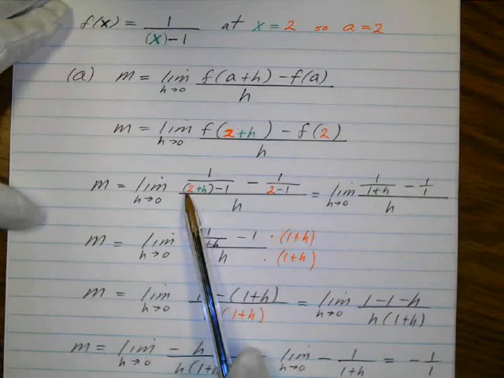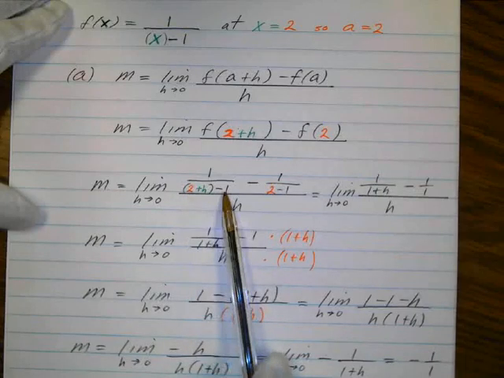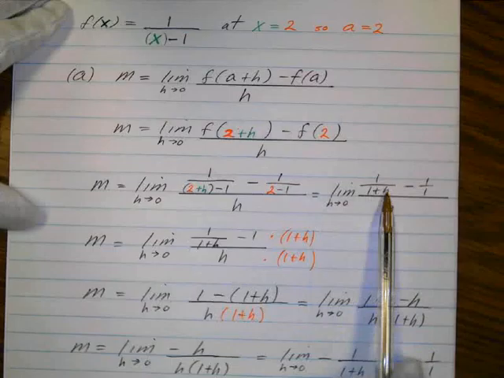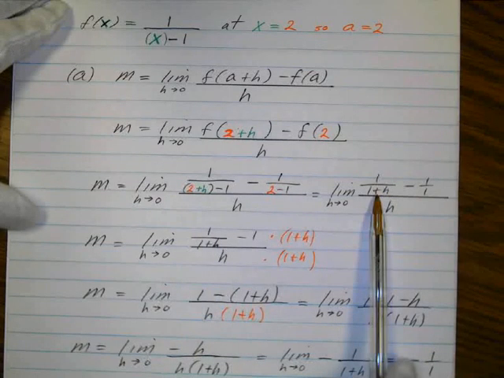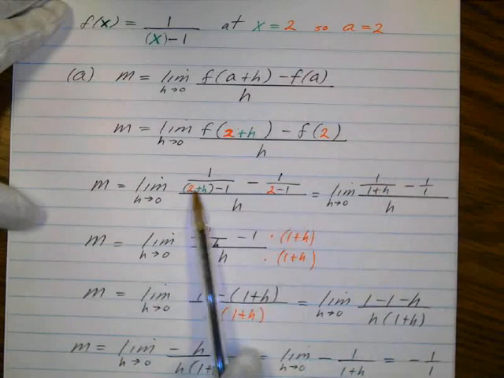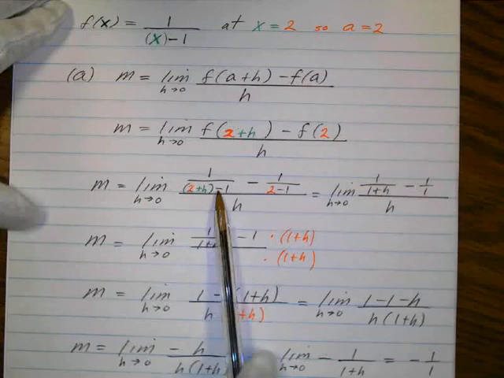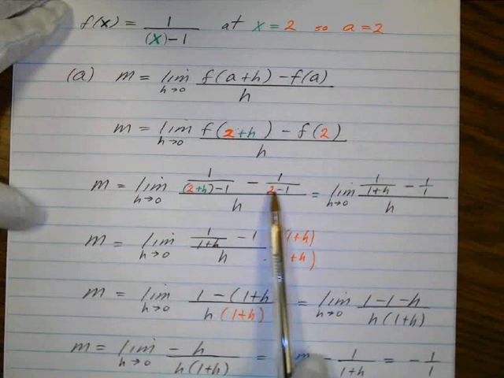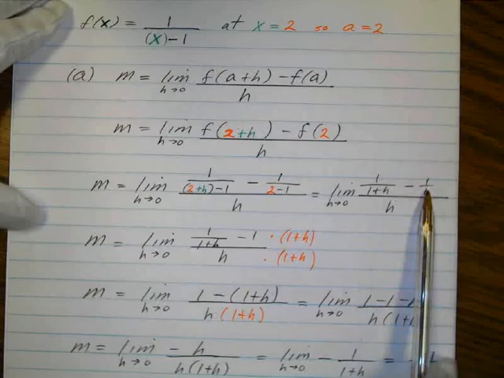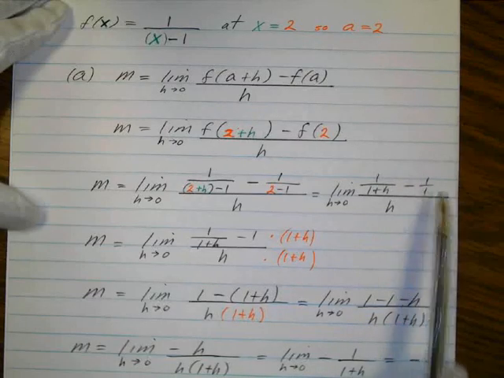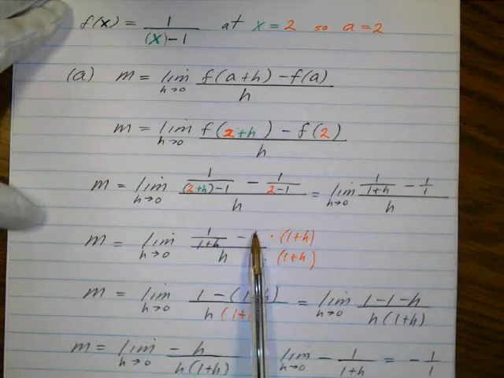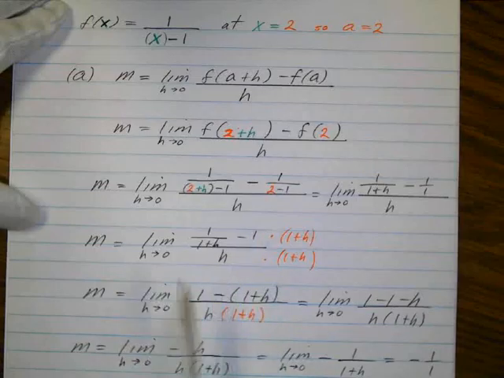All right, so 2 plus h minus 1 is 2 minus 1 is 1, so this simplifies to be 1 plus h. And what's 2 minus 1? 1. Well, what's 1 over 1? 1. So I've got 1 over 1 plus h minus 1, all over h. Now I've got a complex fraction.